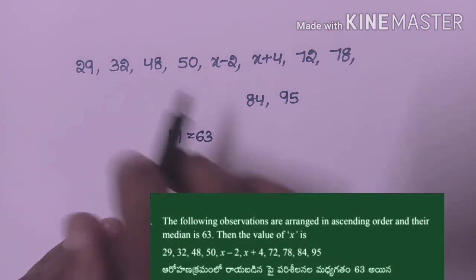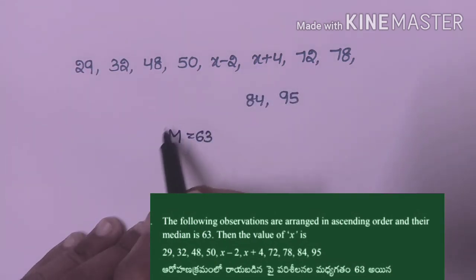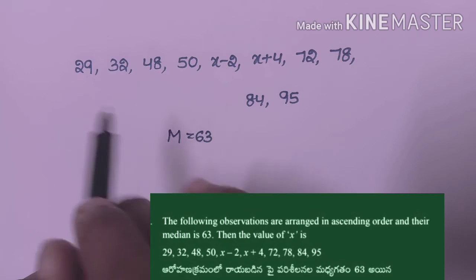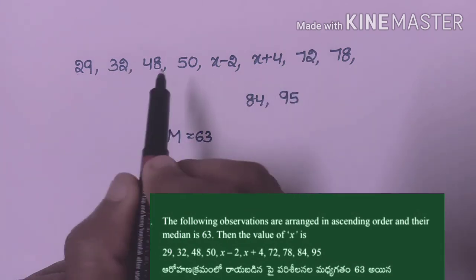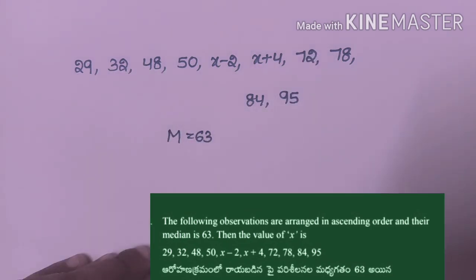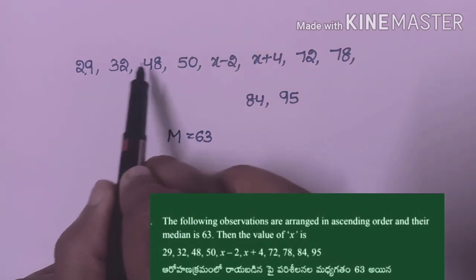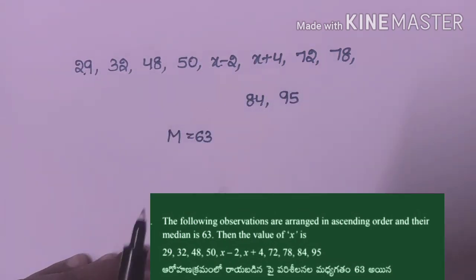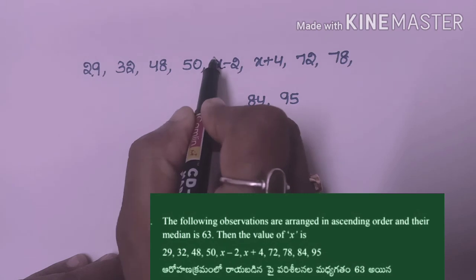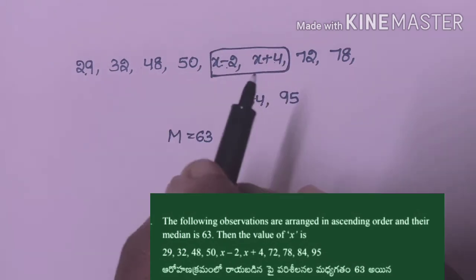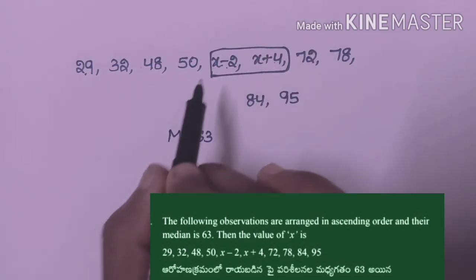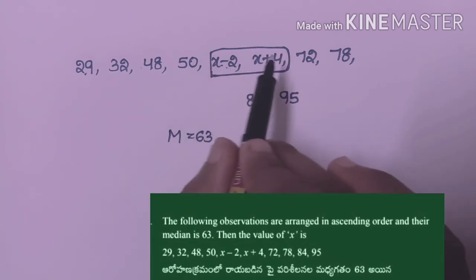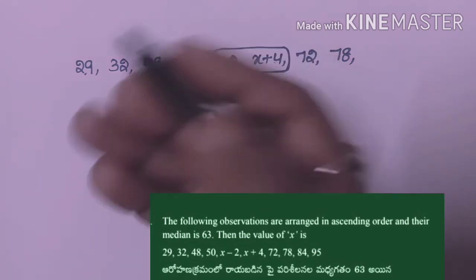Some observations are given, and also the median value. Now what is the x value? So first we take the median value. Median is nothing but simply the middle value. Here 1, 2, 3, 4, 5, 6, 7, 8, 9, 10. We have 10 numbers. So what is the middle term here? We have 2 middle terms, x minus 2, x plus 4. So we take the average of these two numbers.